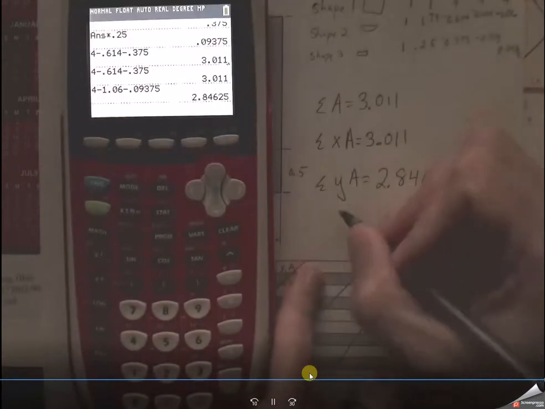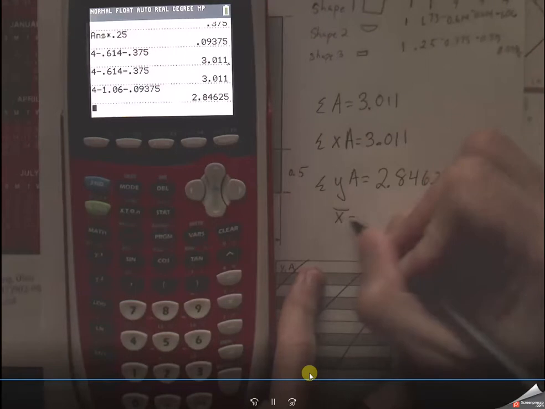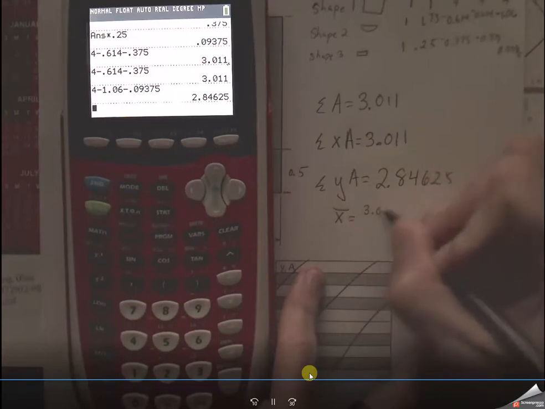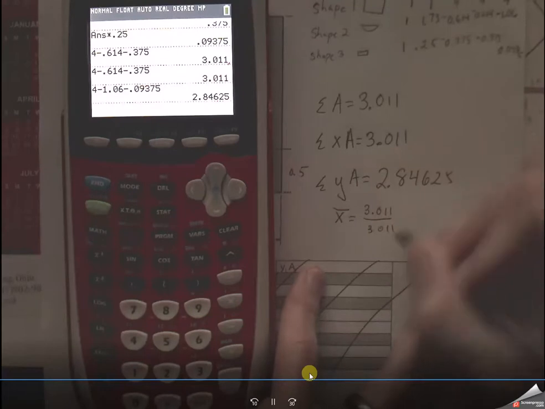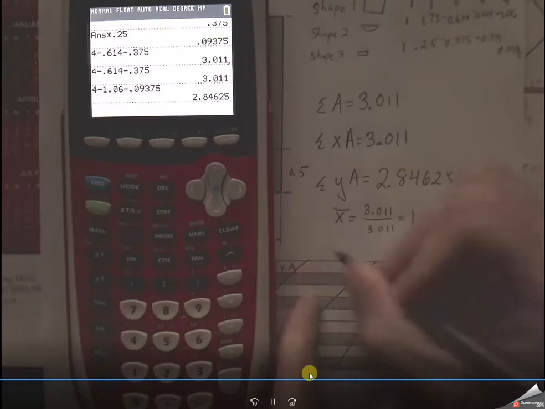So now what do we got to do? We got to calculate the x value. X value is the sum of x times areas divided by the sum of the areas. That should give us a nice looking 1, which again we like, and we'll look at the shape here in a second. And then the y's.